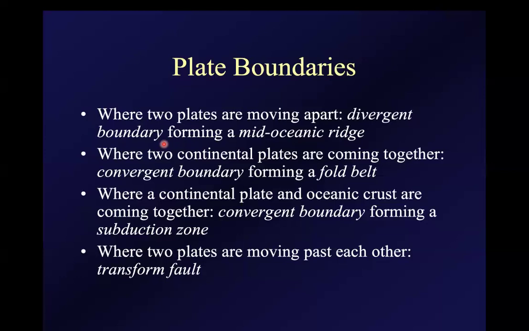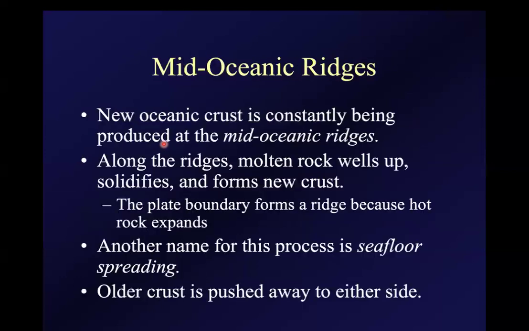When you have an area of continental crust and oceanic crust coming together, we call this another type of convergent boundary, and it forms a structure called a subduction zone. And then finally, your third option is when two plates move past each other, and we call that a transform plate boundary or transform fault.